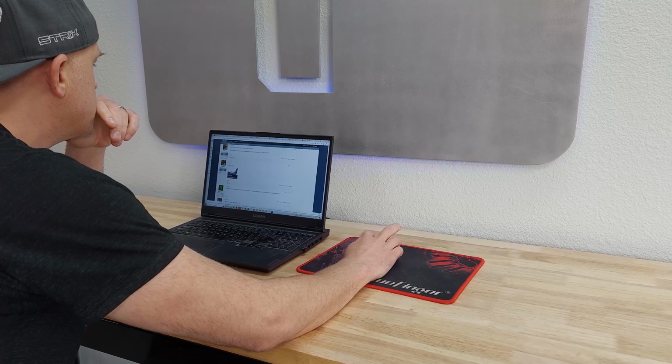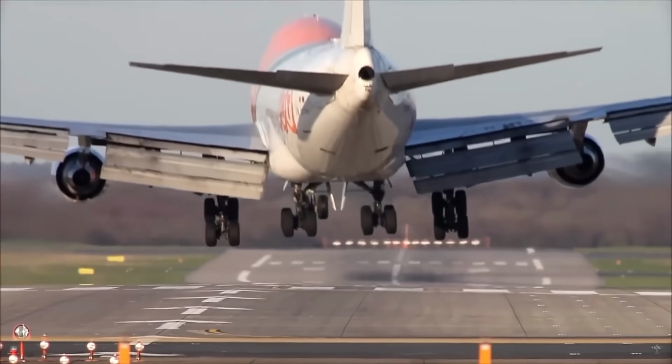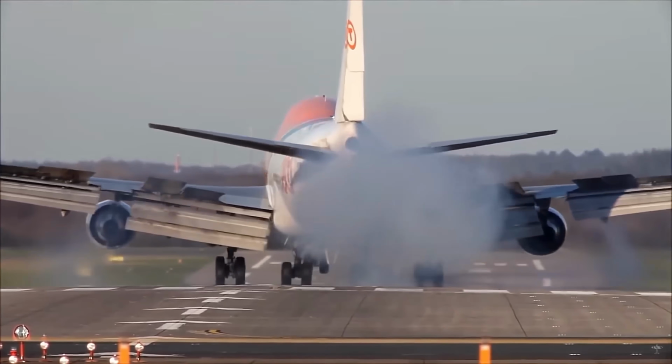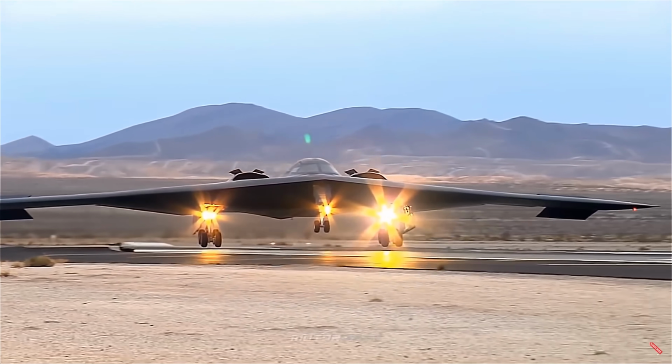By having the center of gravity behind the neutral point, this flying wing would actually push down on the elevons, much like flaps, when taking off and landing, and thus the flying wing would actually have much more lift at low speed than a typical flying wing.